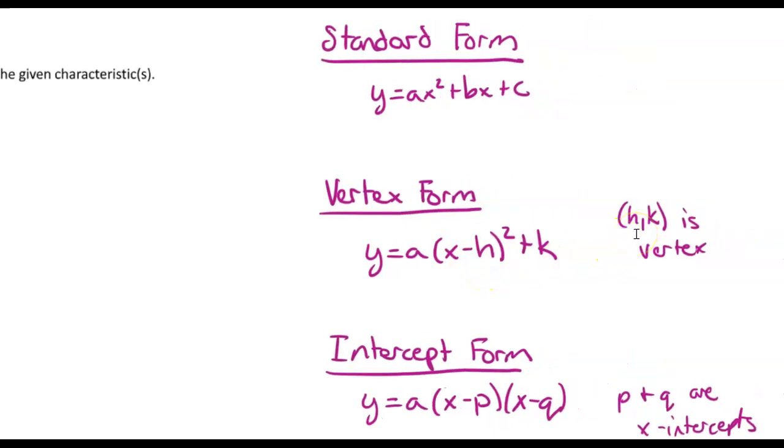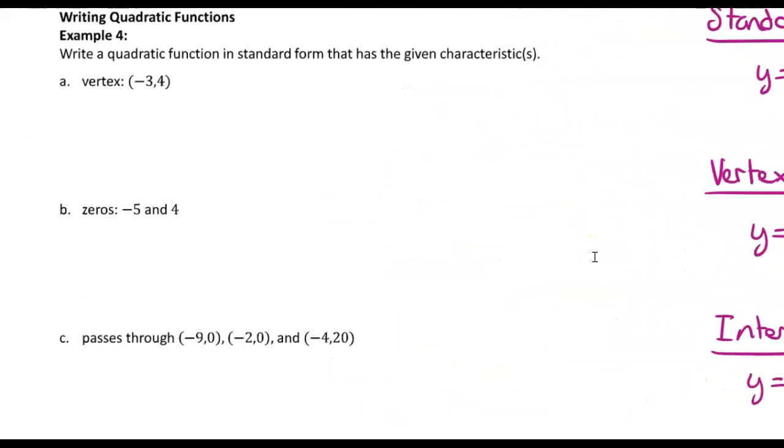When you're given the vertex, you're starting with vertex form. Remember, HK is a vertex. And we have this all written on the front of our notes packet. I just put it here for easy viewing. So I'm going to copy vertex form down right over here. All right, so it's y equals a times x minus h squared plus k.